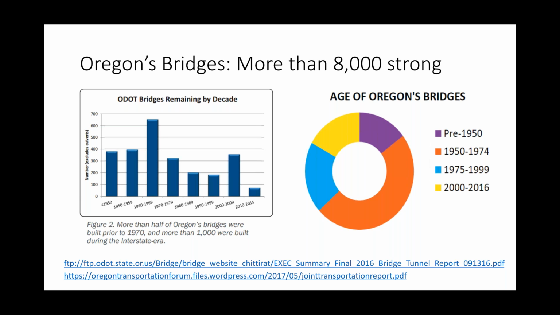So first, Oregon's bridges. We've got a little over 8,000 bridges. As you can see by the data reflected here, the majority of them were designed and constructed prior to 1974, before the advent of seismic design standards.